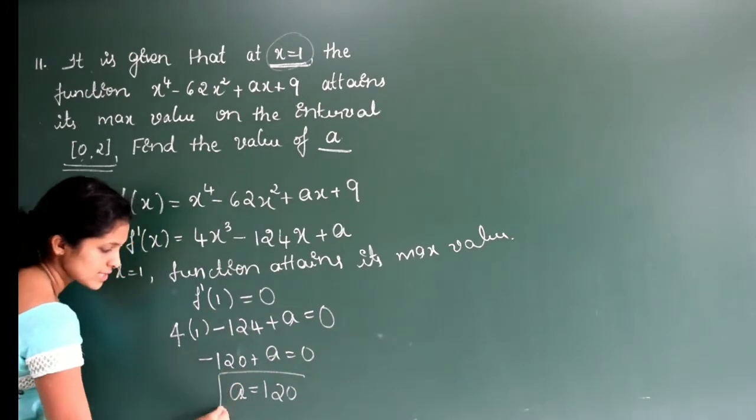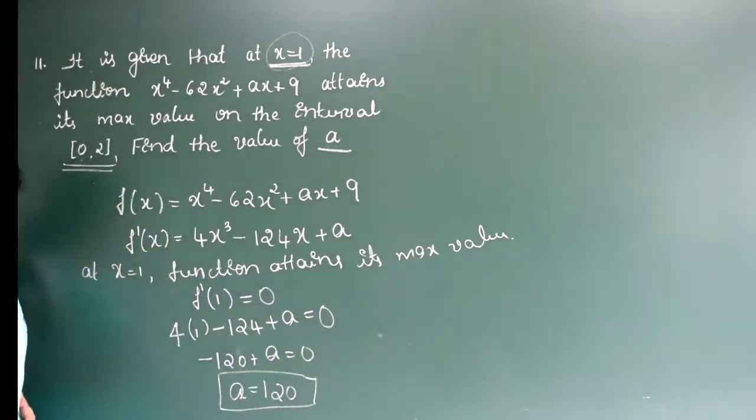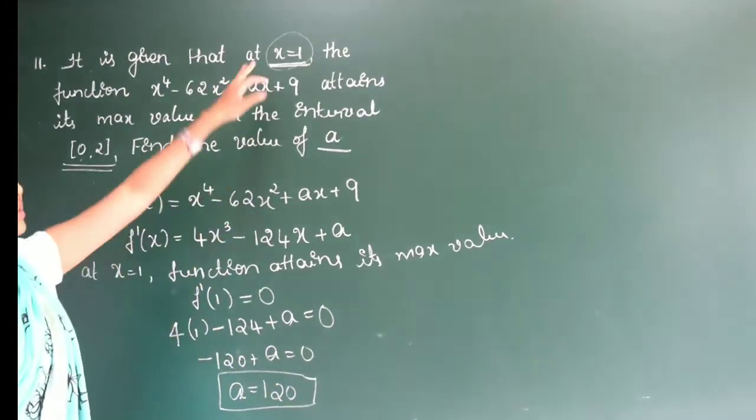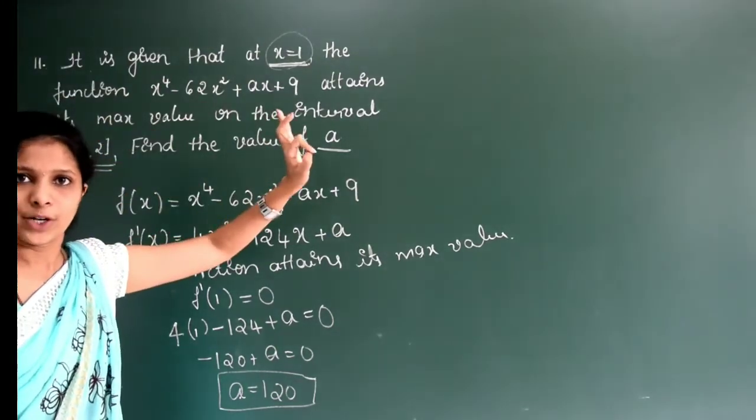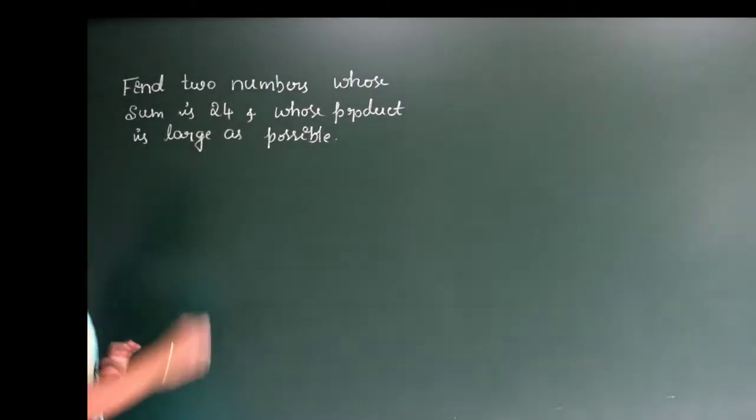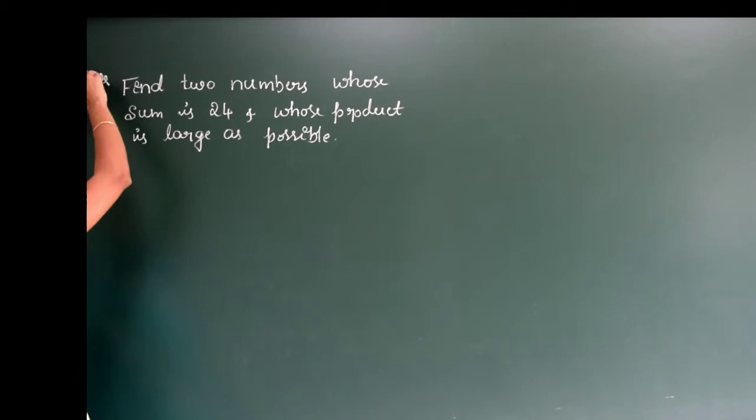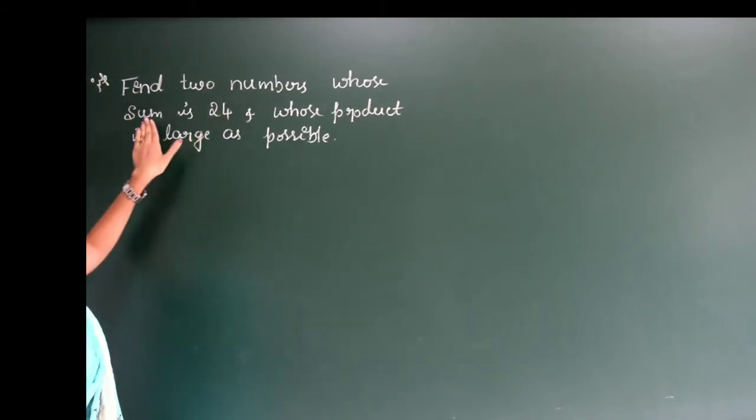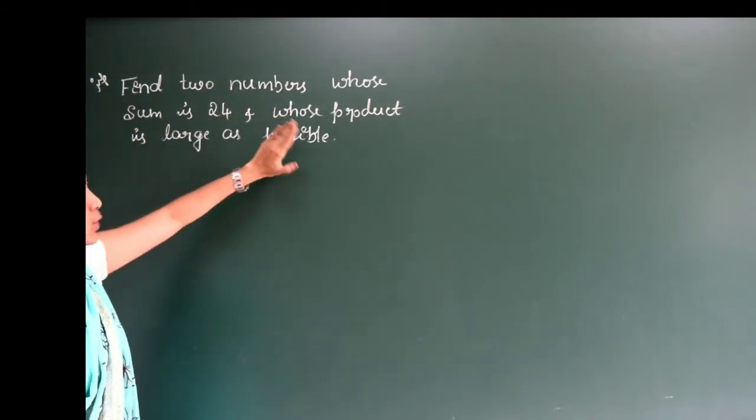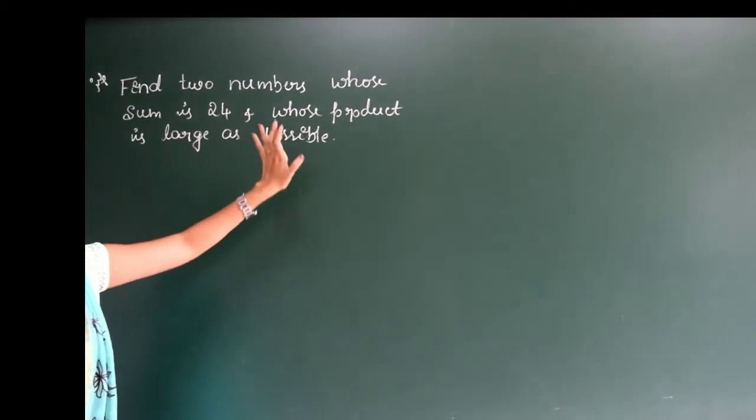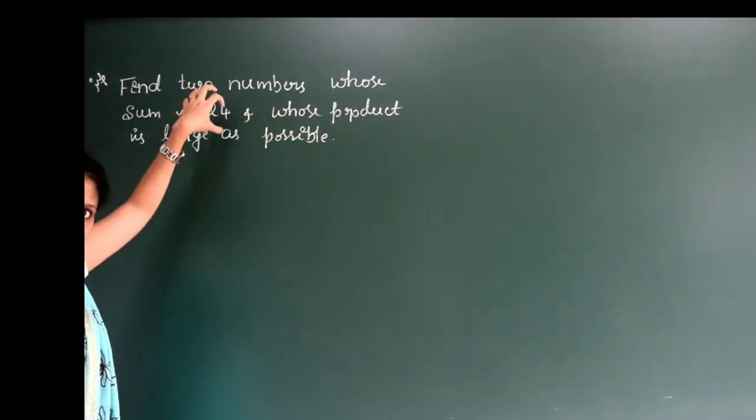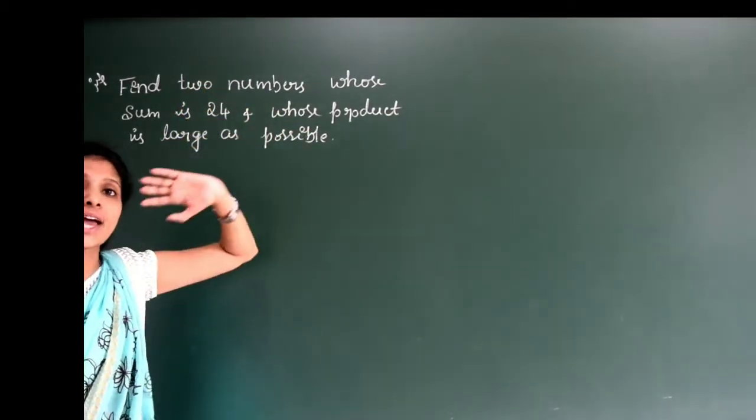Is it clear? Simple problem. You just need to understand here that x is equal to 1 is the critical point. See this one, this is also an important one. Find two numbers whose sum is 24 and whose product is as large as possible.